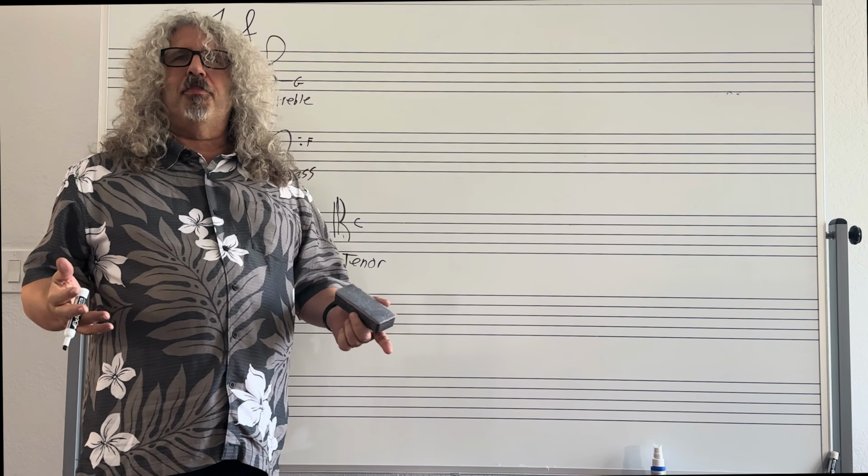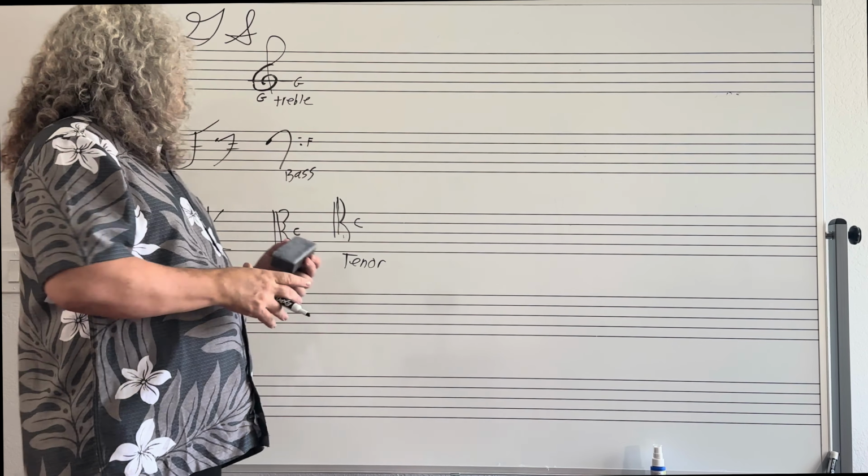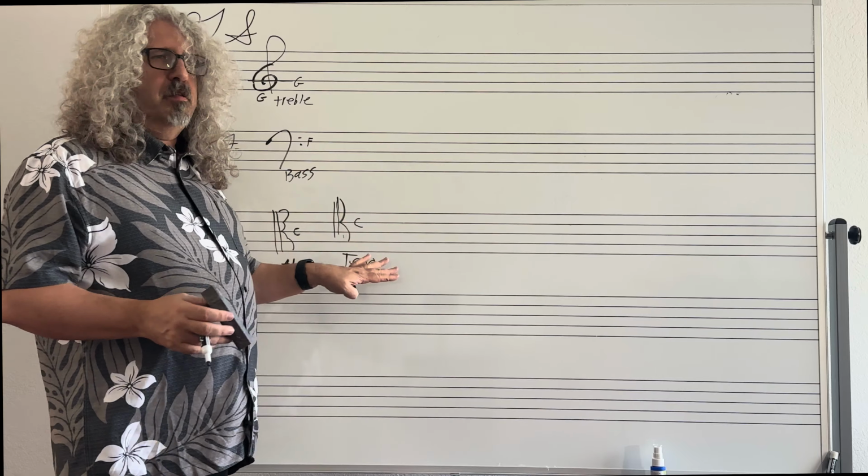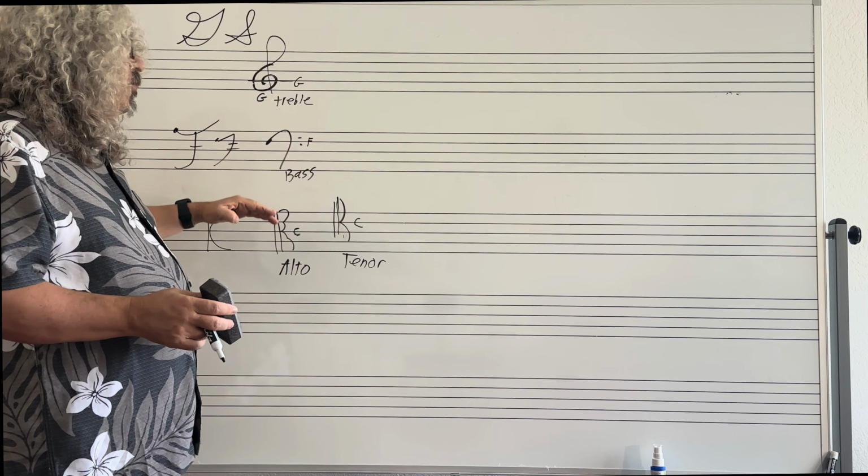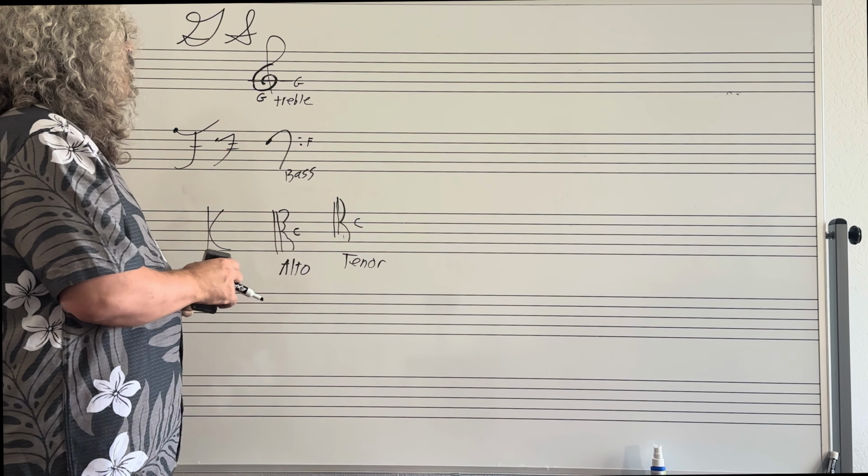Now in your AP music theory class, you're most likely going to see your treble, your bass, and your alto. You might see a little bit of tenor, but these are the 3 you really have to know cold. Okay? So now let me show you how this works.